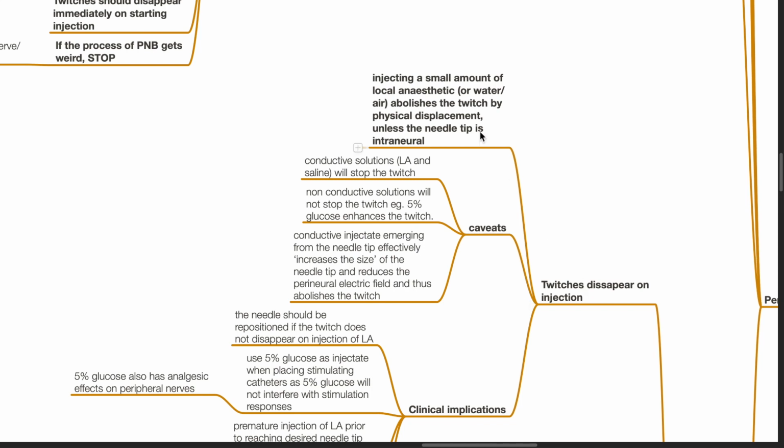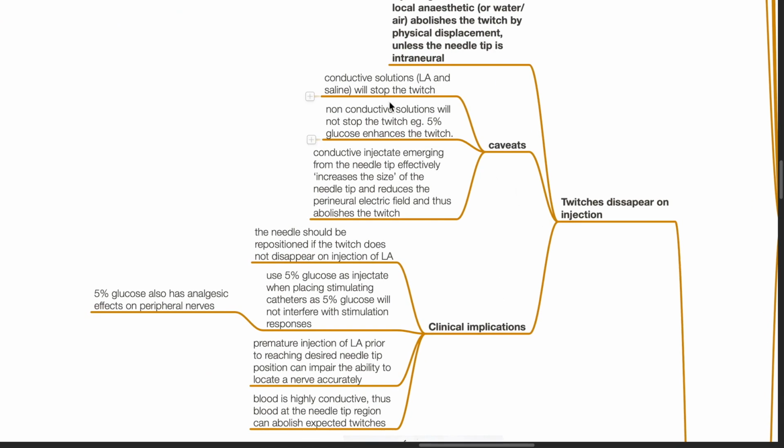Injecting a small amount of local anesthetic or water or air abolishes the twitch by physical displacement unless the needle tip is intraneural. Caveats: conductive solutions such as local anesthetic and saline will stop the twitch. Non-conductive solutions will not stop the twitch; dextrose 5% actually enhances the twitch. Conductive injectate emerging from the needle tip effectively increases the size of the needle tip and reduces the perineural electric field, and thus abolishes the twitch.